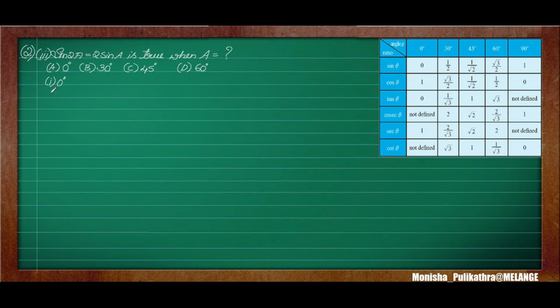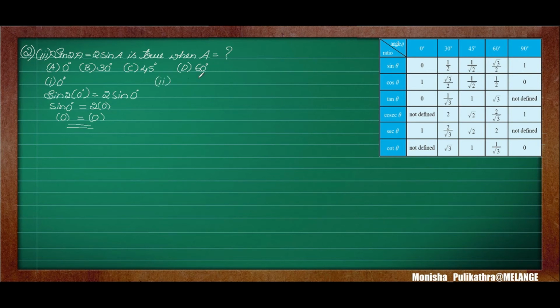First case: sin 2 into 0 degree is equal to 2 sin 0 degree. Sin 2 into 0 degree is nothing but 0 itself, equal to 2 into sin 0. Sin 0 is 0 itself, so 0 is equal to 2 into 0. So it is equal, right? I will be checking all other options also.